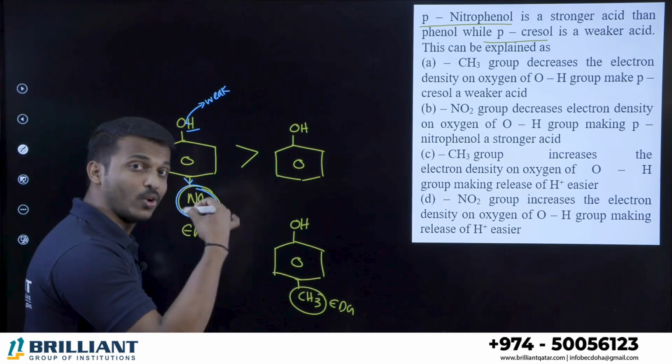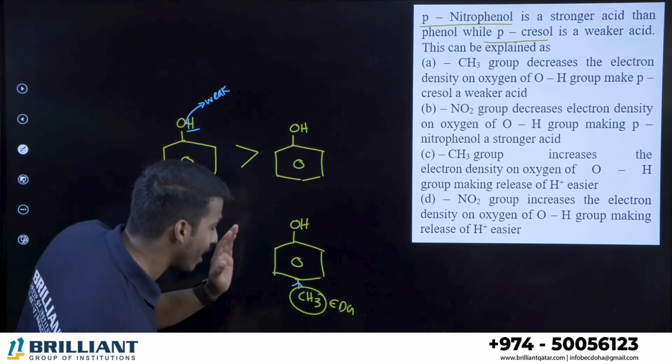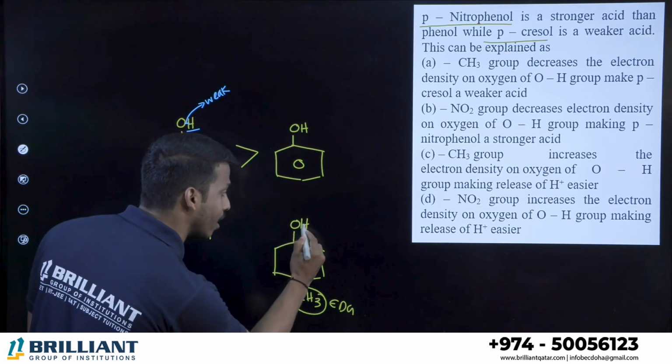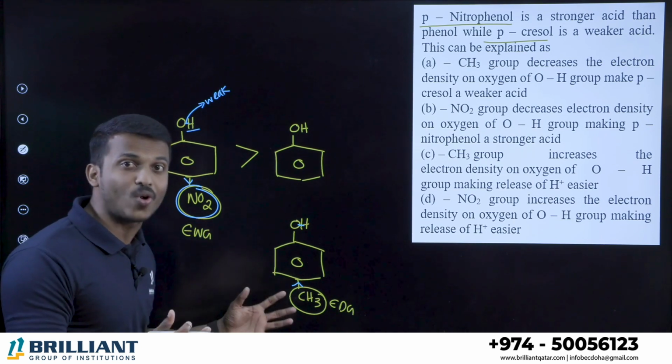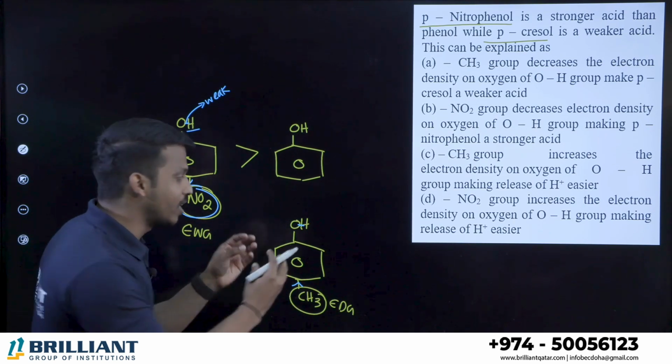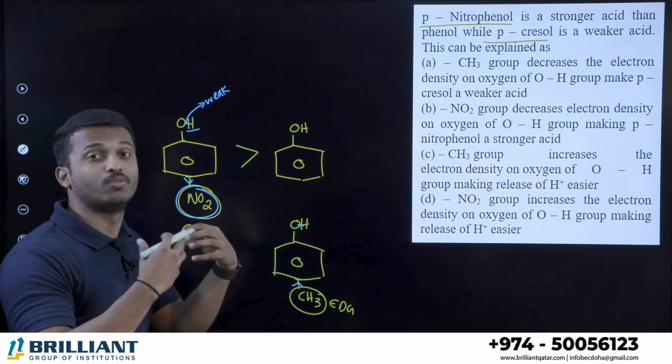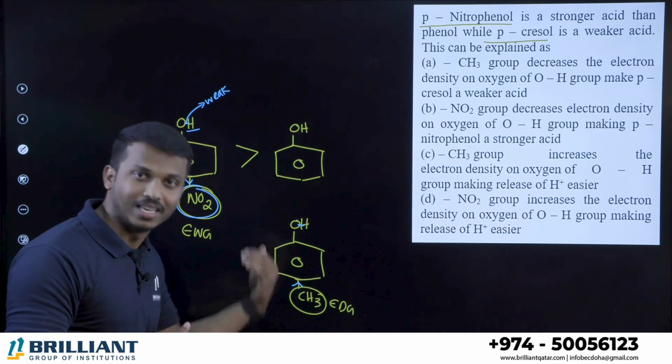If there is an electron donating group, they are donating electrons towards the benzene ring. So the OH bond becomes very strong. More electron richness in the OH bond, so it is very difficult to remove hydrogen. So it is less acidic.